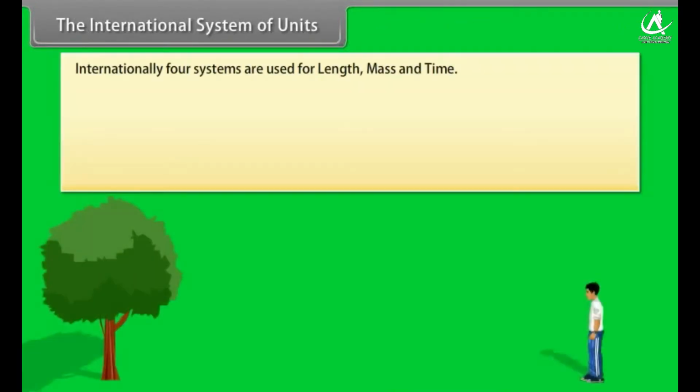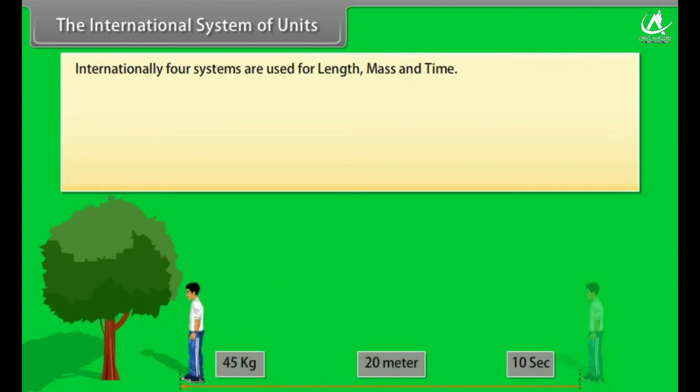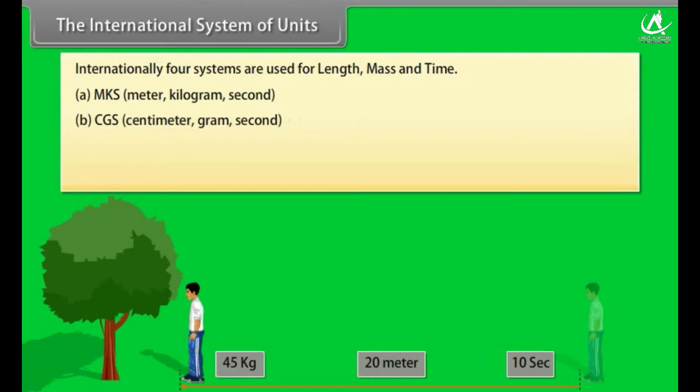The International System of Units. Internationally, 4 systems are used for length, mass and time. A. MKS system, that is meter kilogram second system. B. CGS system, that is centimeter gram second system. C. FPS system, that is foot pound second. D. SI system, that is International System of Units.